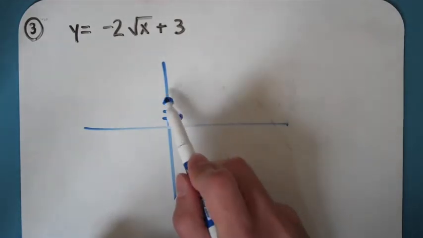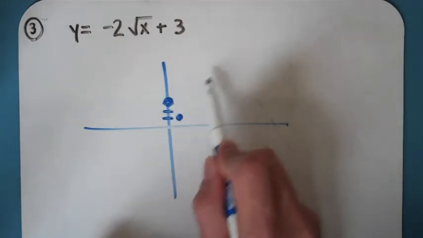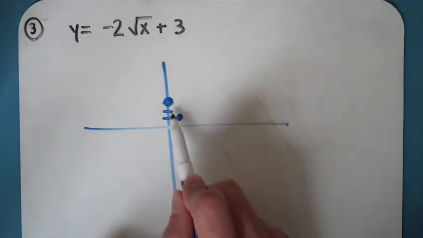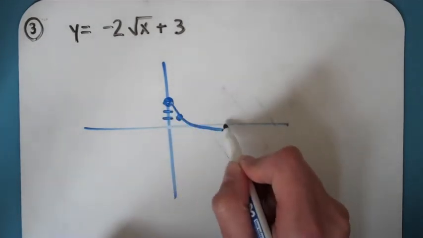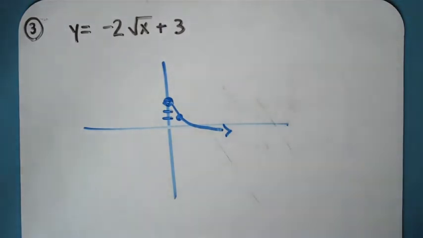And remember, it's going to look like half of a parabola. So usually it's this half of the parabola. This time we have that half. So it should kind of go like that. When you draw your parabola half here for your square root function, it looks something like that. And then we're good to go.